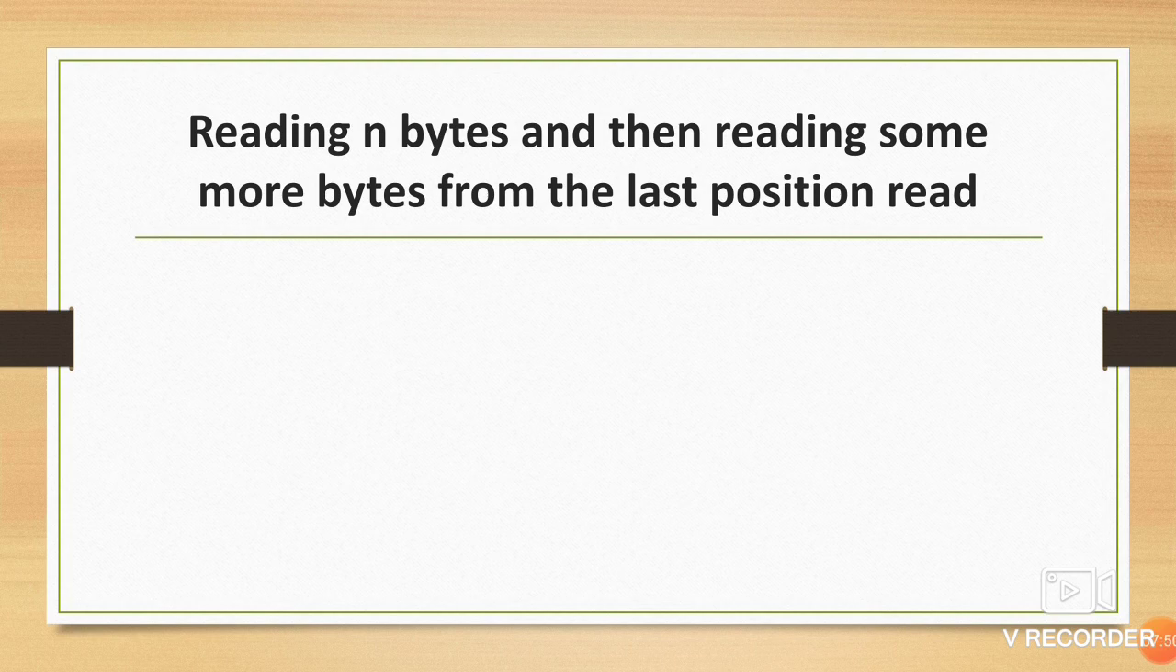If I first read 30 bytes and after that I again want to read 50 bytes, then first it will read the first 30 bytes of the text file, and after that when you call the read method again for 50 bytes, it will start from the last position read by the first read call. It will be clear to you from this program.